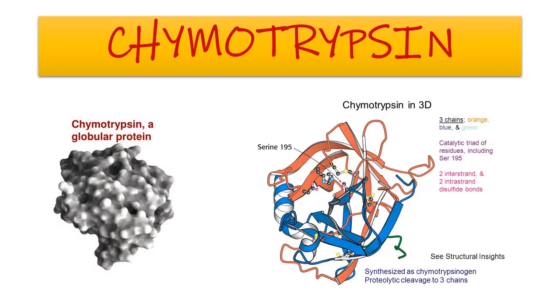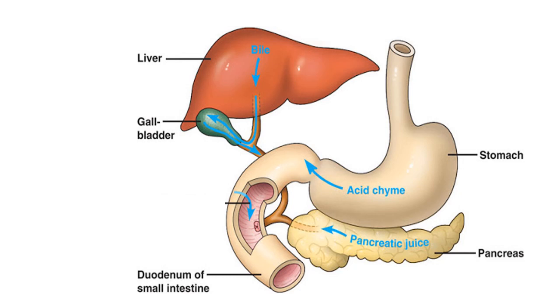Chymotrypsin is a globular protein and its 3D structure shows that it is made up of three different chains. This chymotrypsin is a very strong peptidase. It is synthesized by the pancreas and is sent into the duodenum through the pancreatic duct. However, it does not harm the cellular proteins of the body itself.